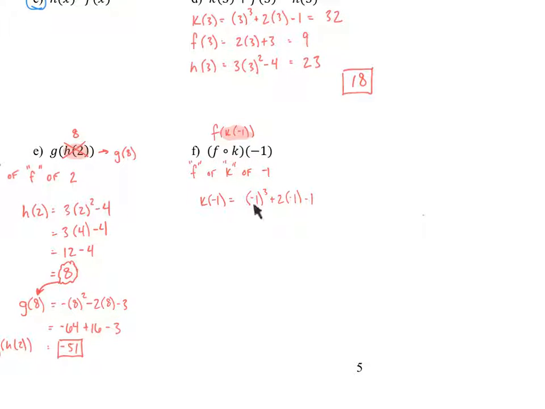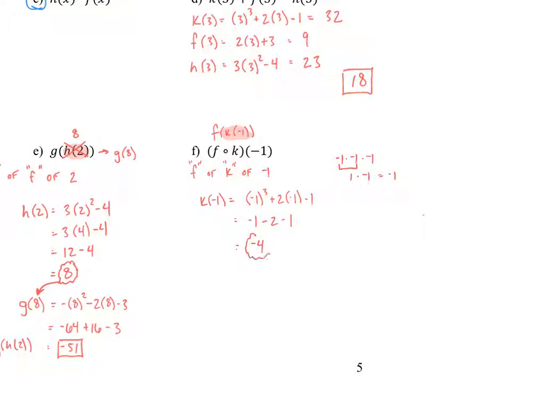And now we have negative 1 cubed. So let's just write that out real quick. Negative 1 times negative 1 times negative 1. Negative 1 times negative 1 is 1. Times negative 1 is negative 1. So negative 1 cubed is negative 1. Minus 2 minus 1 gives us negative 4.